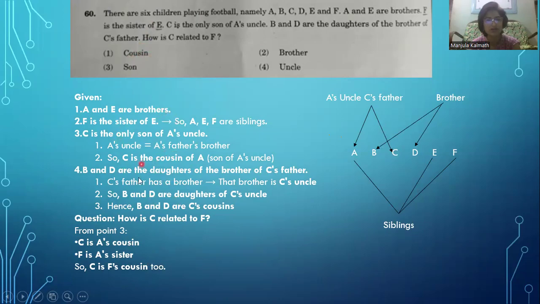That was given in the written format. This is a diagrammatical representation, through which you can identify easily. Here we have taken the father position, and here all the children, and the connection, that is the relationship between the different children, will be specified here. Now the question is how C is related to F. We already noticed A, E, F are siblings, and C is the cousin of A because the father of C is the uncle of A. So both are cousins, which means C will be related as a cousin only to F.